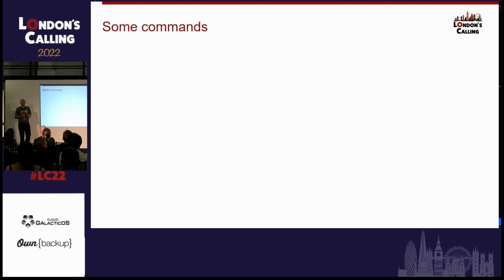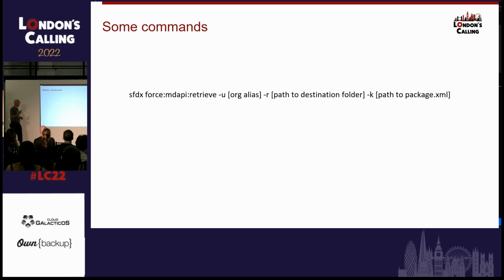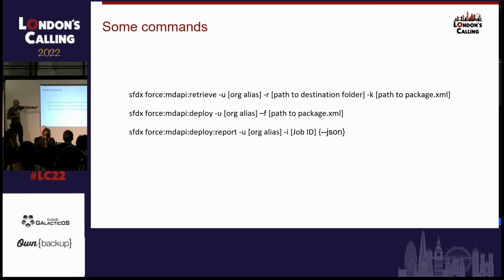And then we need some commands. Now, it's really simple. This is the command line. You have got to type stuff in, but it's not that difficult. You only need 3 commands. The first one, and we'll see these in the demo again, essentially pulls stuff out of an org. That one pushes stuff into an org. And then this one here tells you whether it's worked or not.